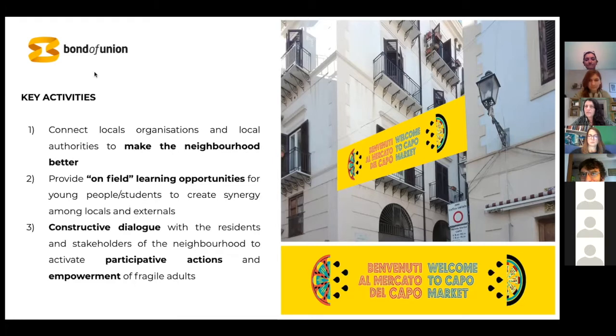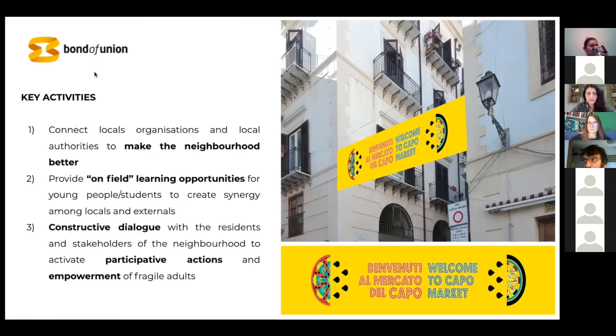I say on field because we realize workshops with schools and with students from university as well, or with young people in general, with the purpose to create, specifically for the neighborhood, activities in which they actually explore the neighborhood and create synergy with locals. So it's like we use the neighborhood as a learning field in which the participants are acting, learning from what they discover. And the third main field of activity is what we call participative actions.